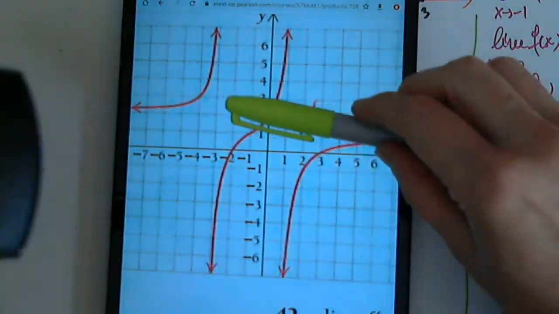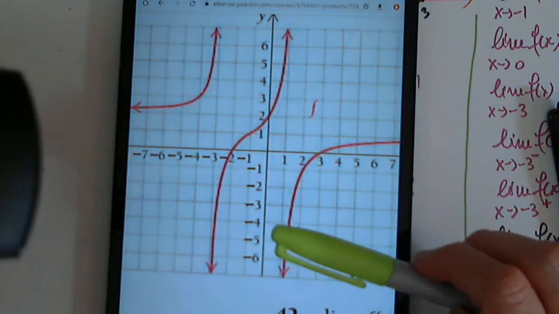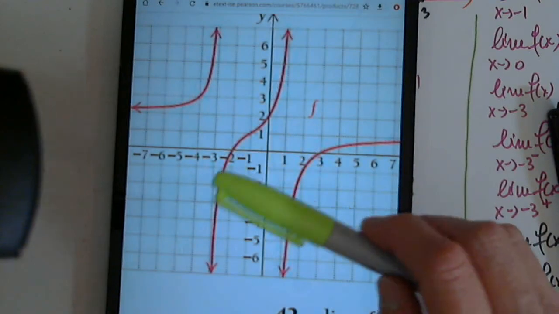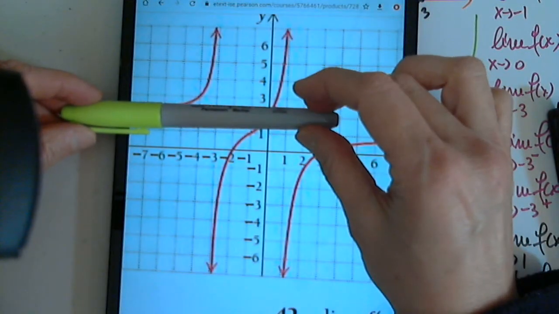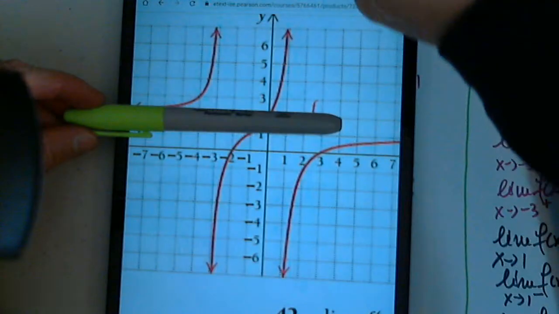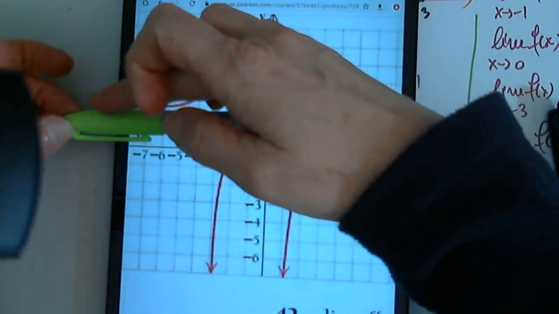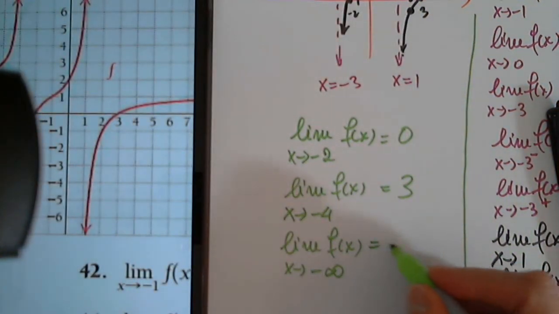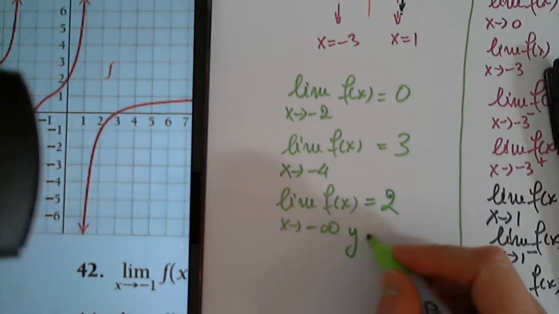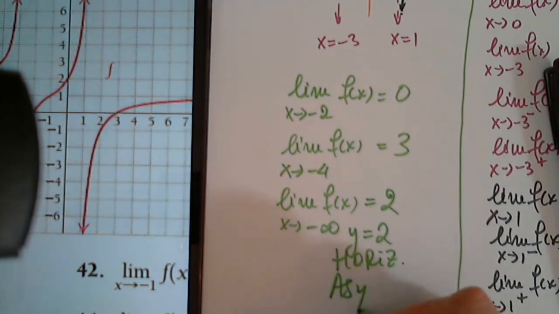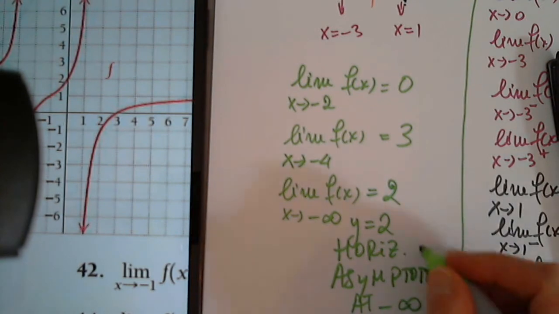Would the function values go towards 2? Exactly. Because this is a horizontal asymptote. As x approaches negative infinity, function values get closer and closer to 2. So this is y equals 2, a horizontal asymptote at negative infinity.